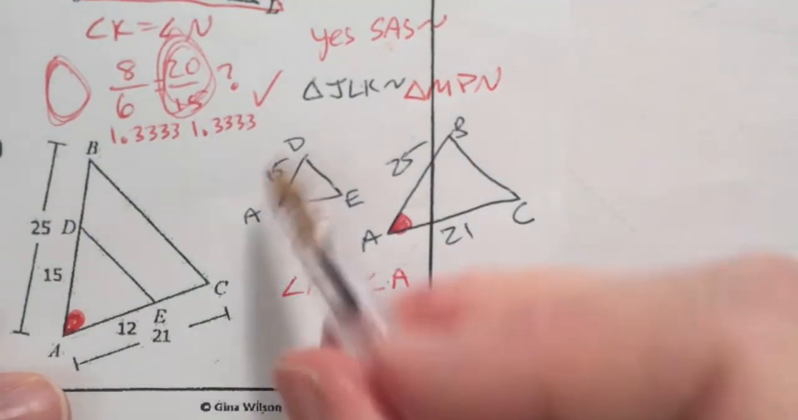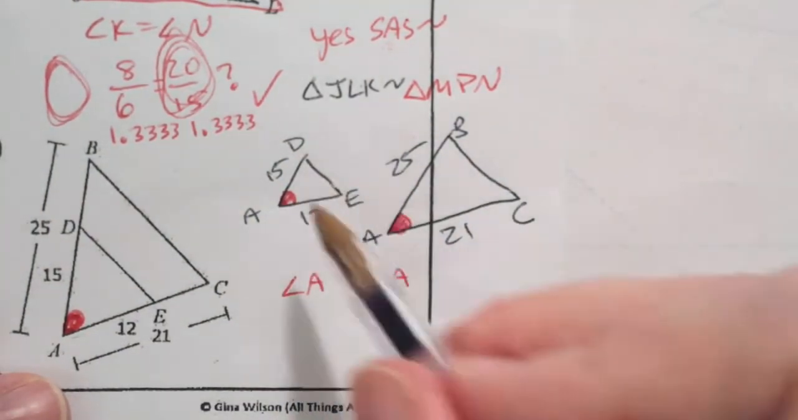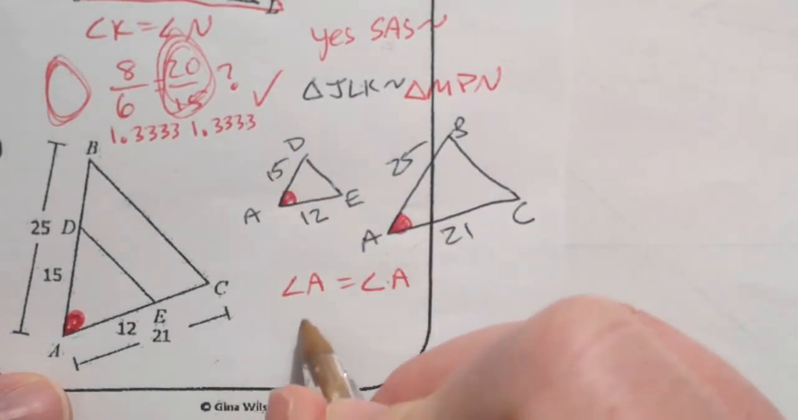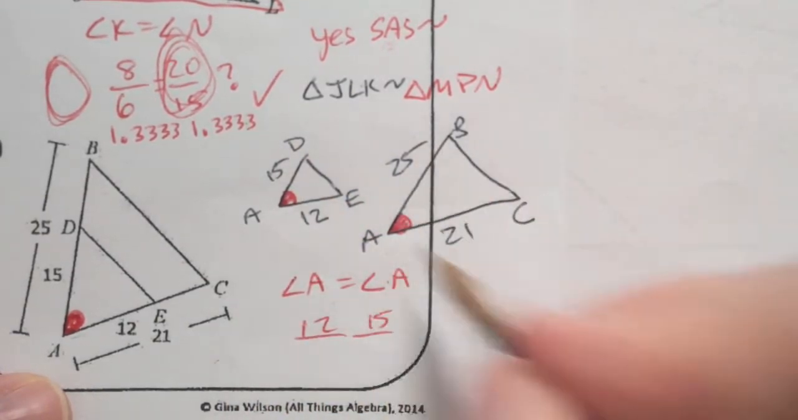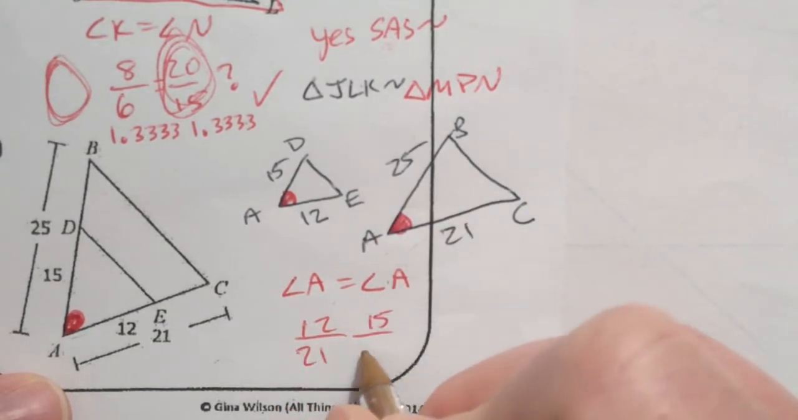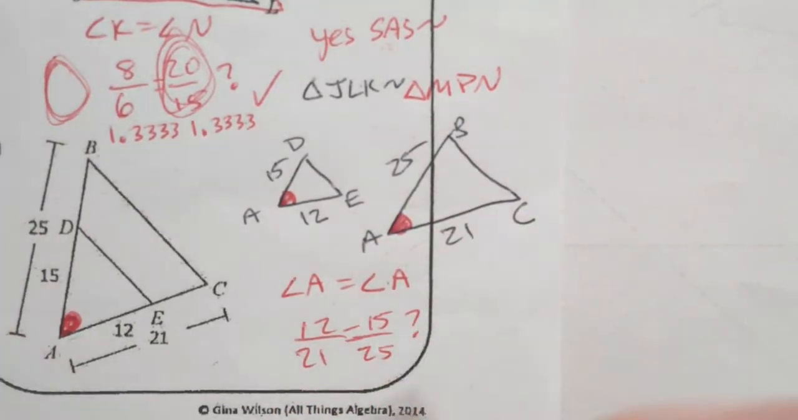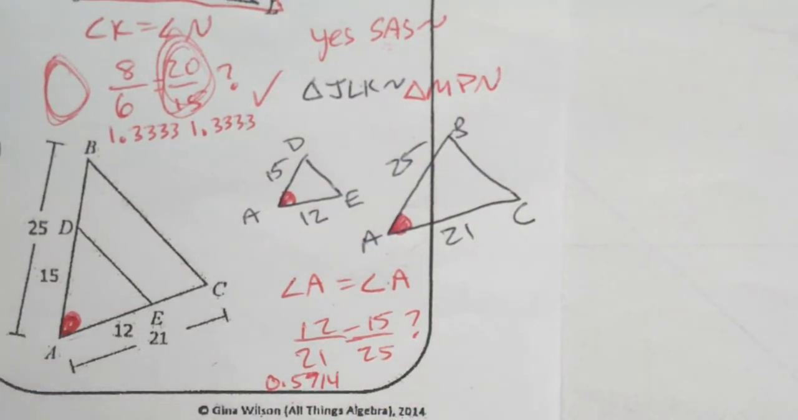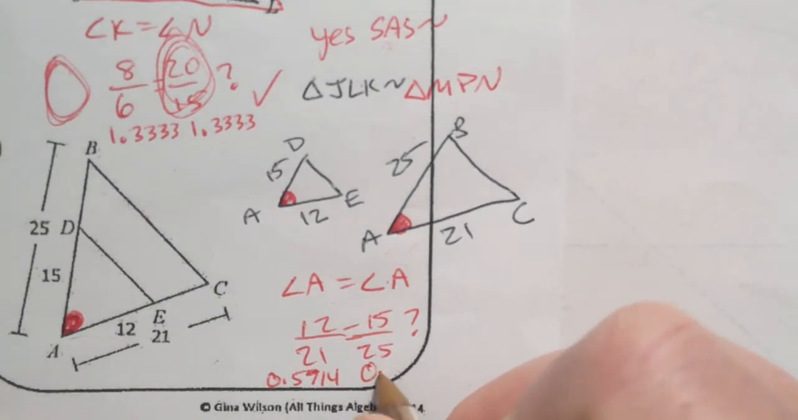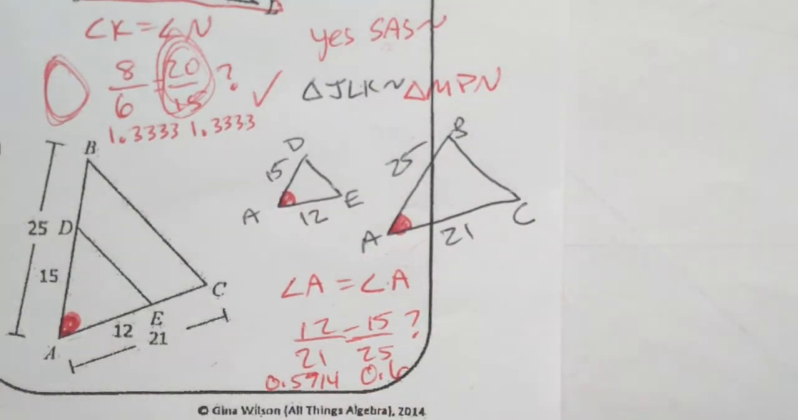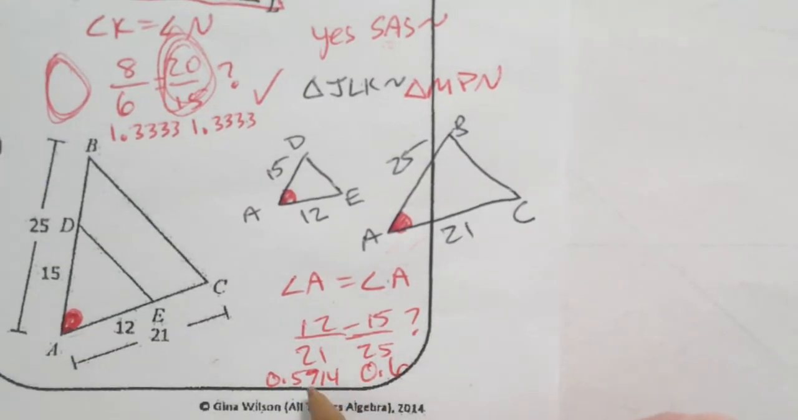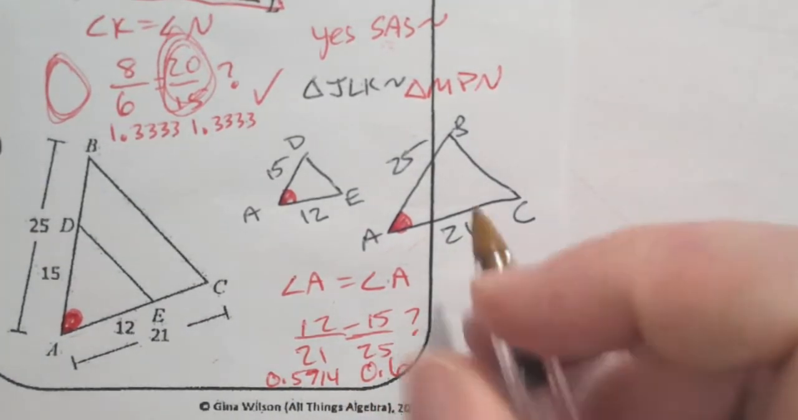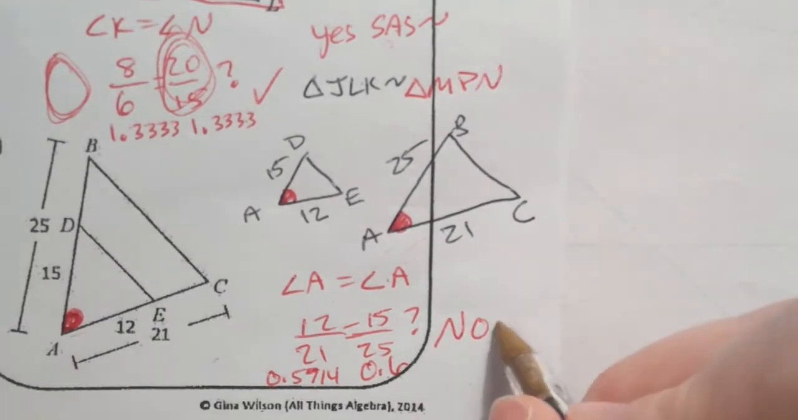And so now we just have to see if the sides are proportional. I always like to do smallest to greatest, so 12 and 15 over, smallest to greatest, 21 and 25. The question is, are those equal? In our calculator, 12 divided by 21, we get 0.5714, and it keeps going. And 15 divided by 25, we get 0.6. Uh-oh. Are those proportional? No, that did not work out. So no, this is not similar.